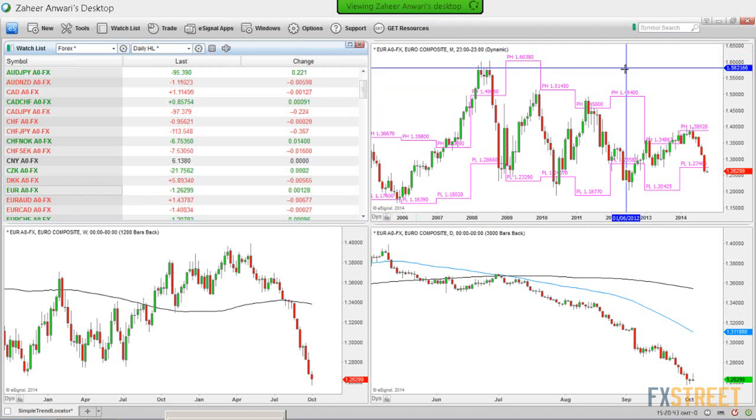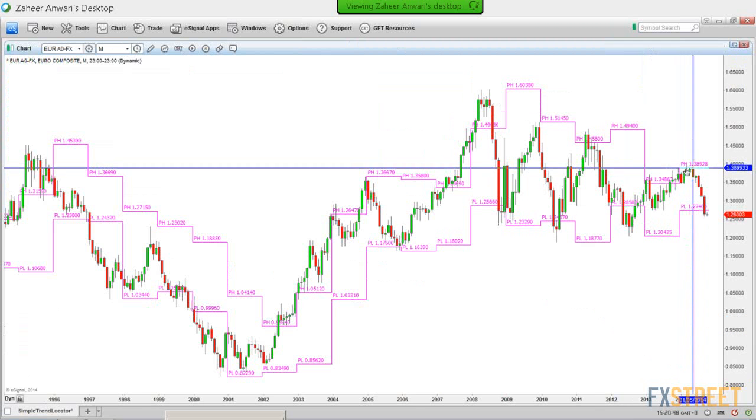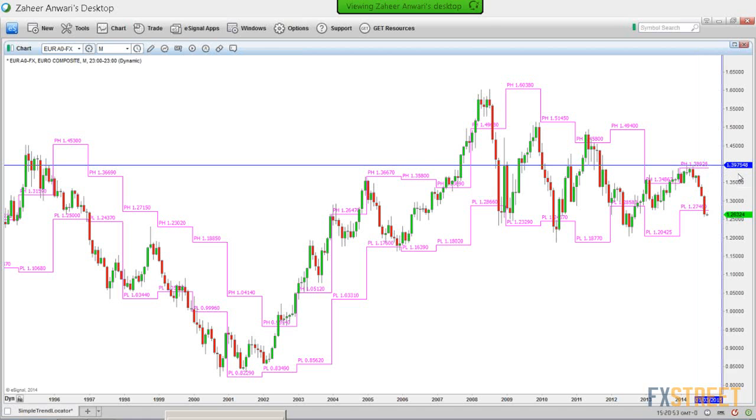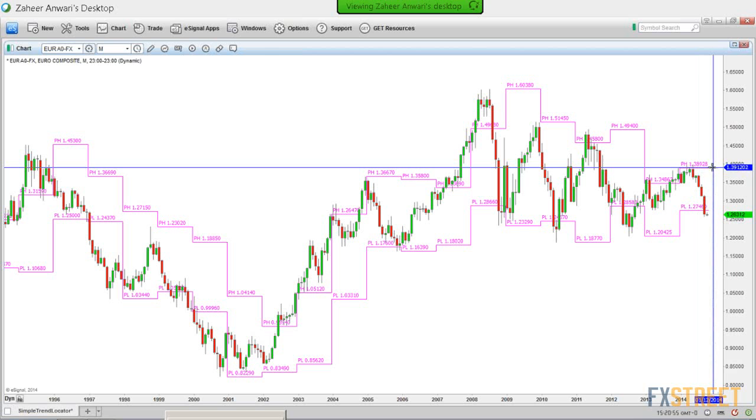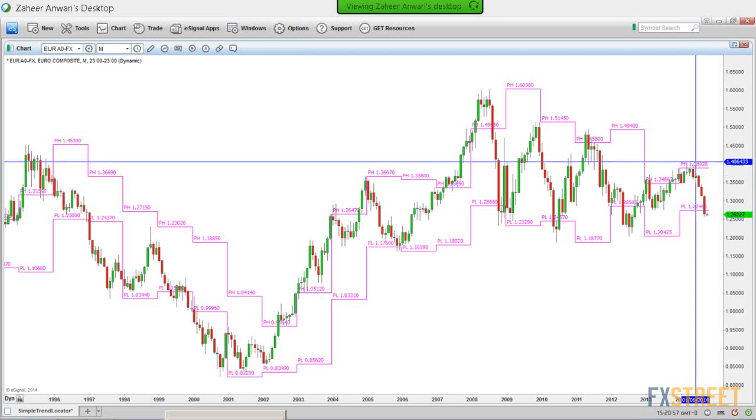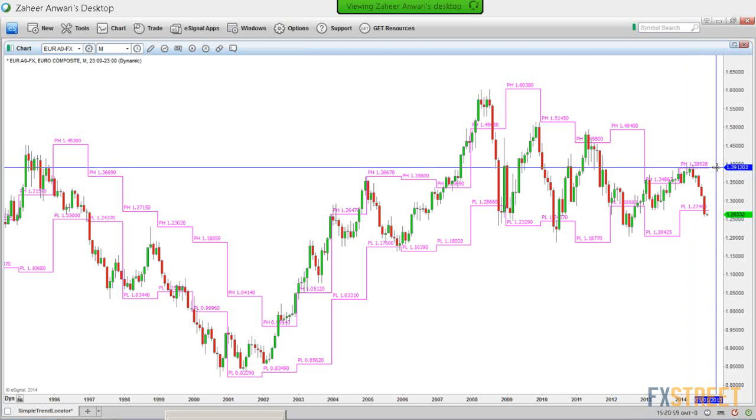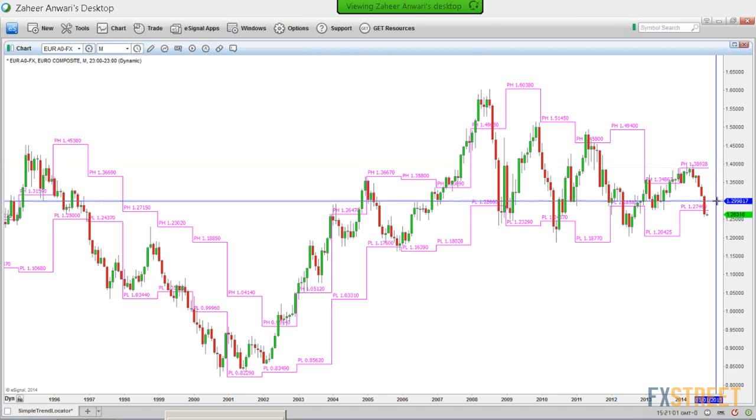What we've had was the monthly finding an area of resistance at the high of last year, which is also correlated to the round number of 1.4. So this is a good example of how price moves between round numbers. It bounced off 1.4 and it's headed towards 1.3.